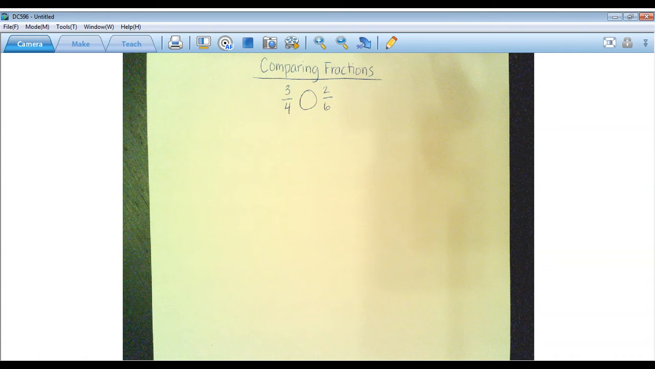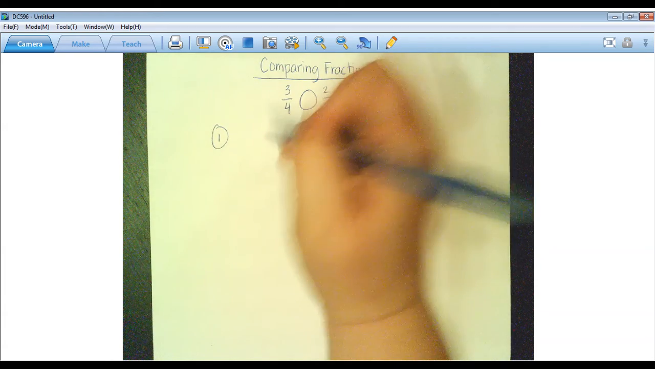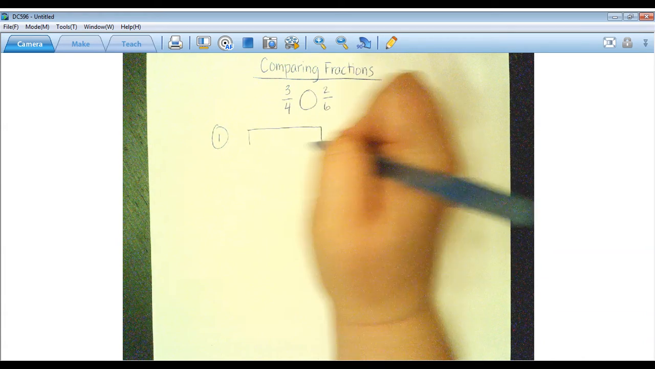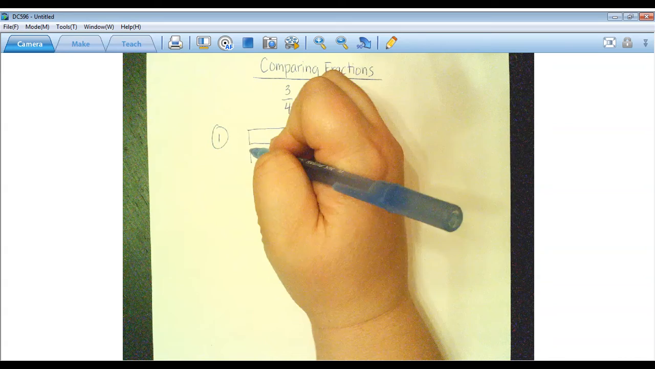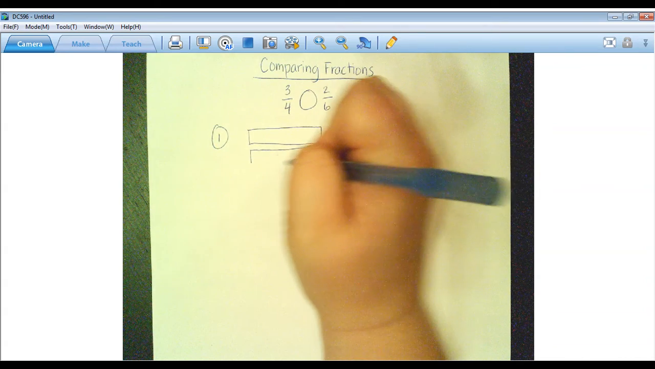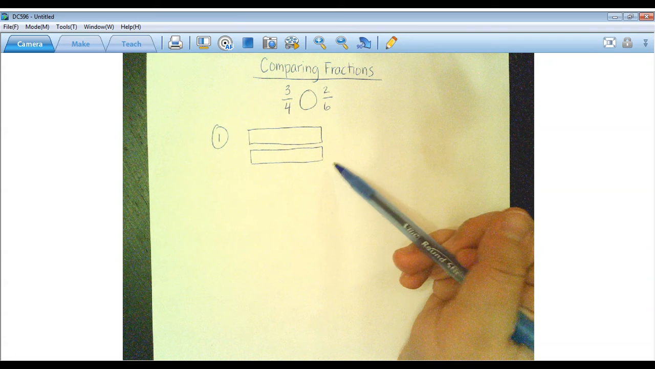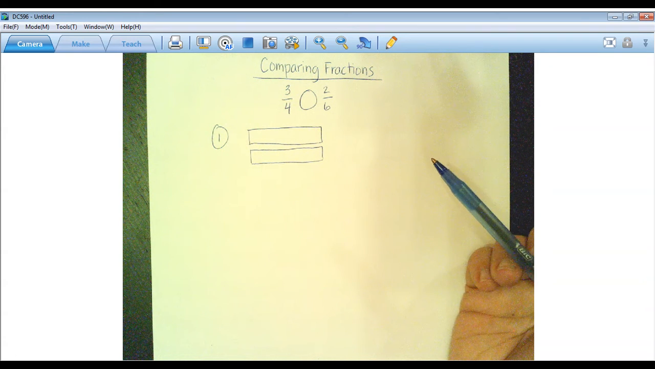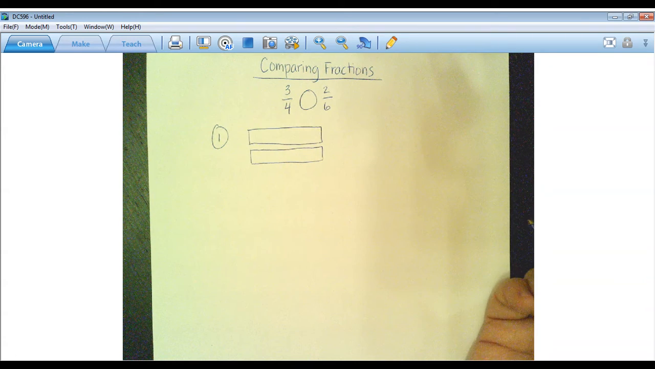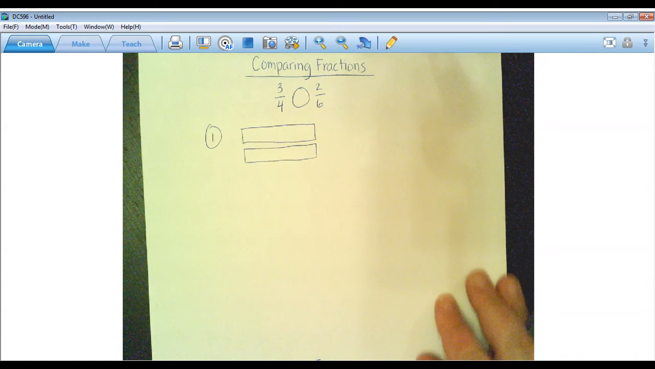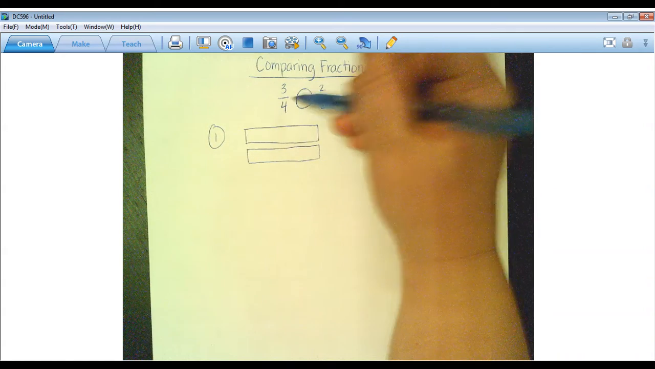So our first method is going to be to draw a picture. Now, when I draw a picture, I want to make sure that my fraction bars are pretty close to exactly the same size in length. If I draw one that's longer than the other, I'm not going to get a good representation of how large each piece is. So the first thing I'm going to do is draw 3/4.